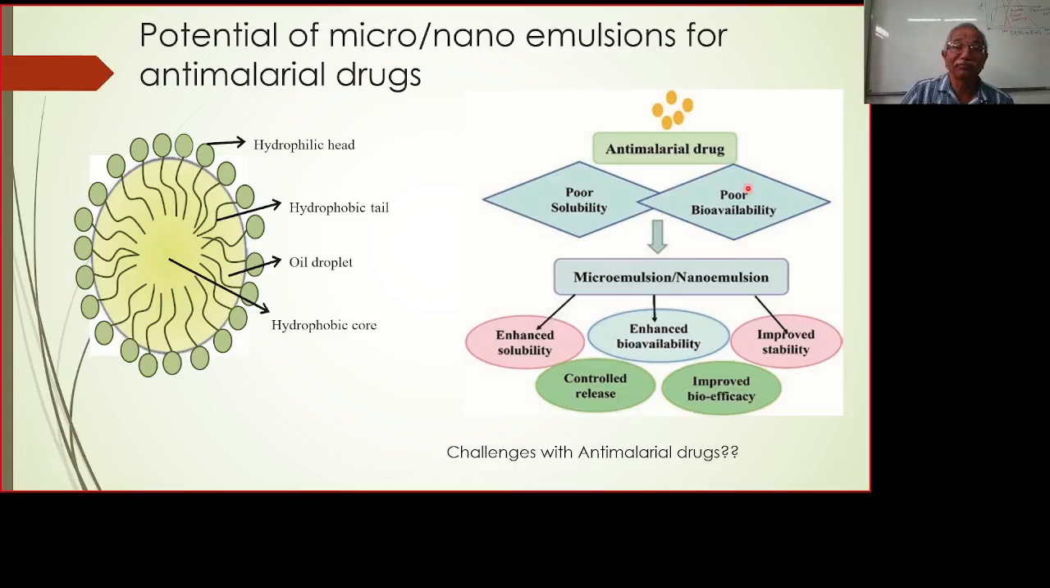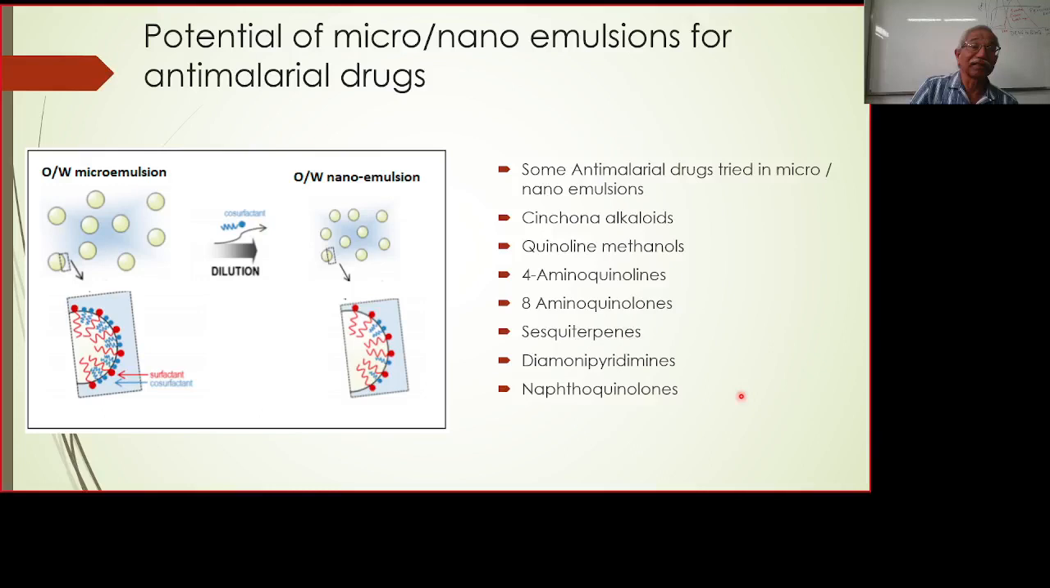And that's why they are trying macro emulsions or nano emulsions, which provide enhanced solubility, enhanced bioavailability, improved stability, controlled release, and improved bioefficacy. These are the advantages of nano emulsions and macro emulsions. And they are using different types of antimalarial drugs to be incorporated in this area. Then there is a potential micro or nano emulsion for antimalarial drugs. So you can have oil in water micro emulsions or oil in water nano emulsions.